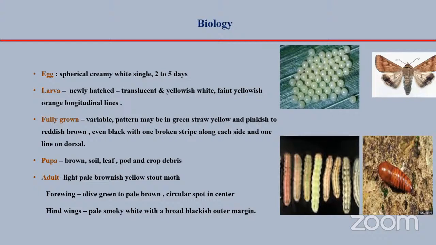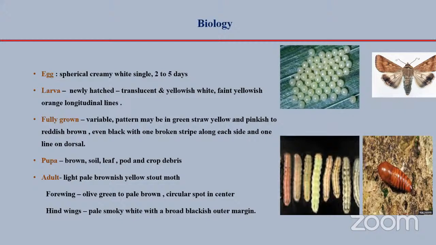These are the damage symptoms of the capsule borer. Next is the biology of this pest. The eggs that are laid are spherical, creamy white in color, and are laid singly. After 2 to 5 days, the larva hatches out. Newly hatched larvae are translucent and yellowish white in color, with faint yellowish orange longitudinal lines. Fully grown larvae show variable coloration, in green, straw yellow, and pinkish to reddish brown, and sometimes you can also observe black fully grown caterpillars. They have a broken stripe along each side of the body and one line on the dorsal side.